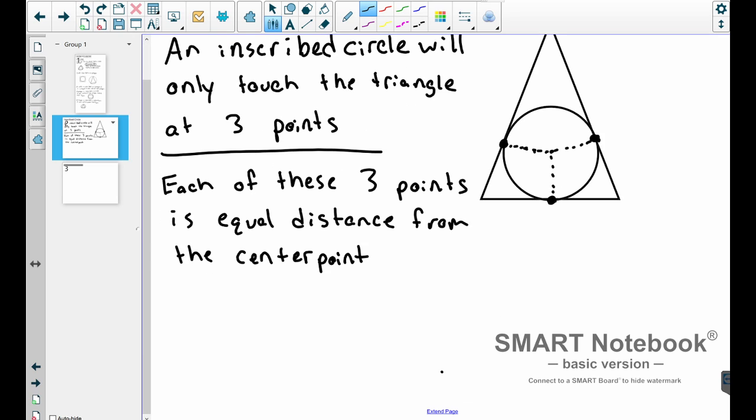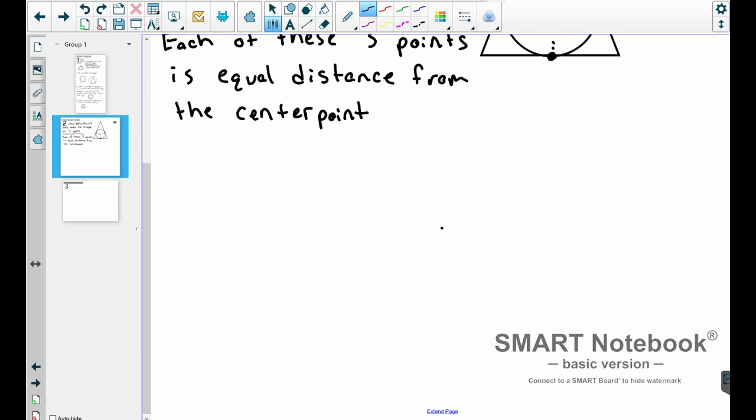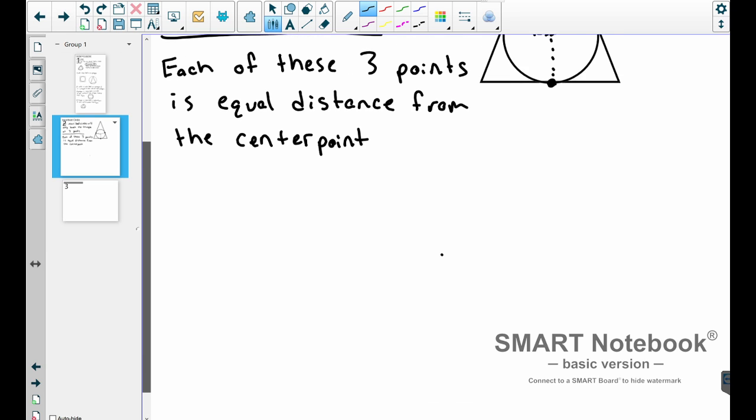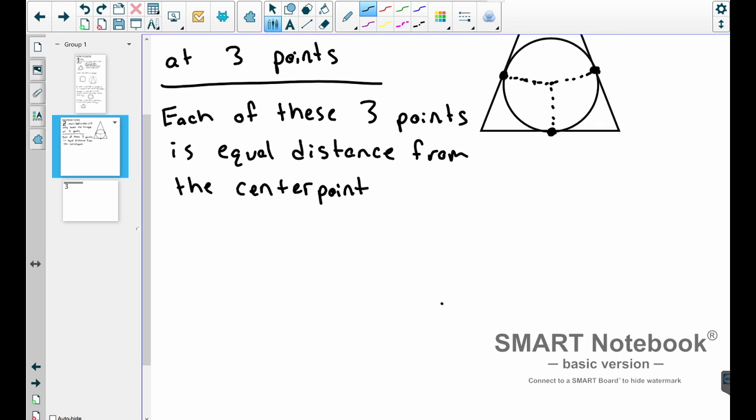End the page a little bit here. So this point, this center point of the circle, when it is inscribed in a triangle, is called the incenter. The incenter of the triangle.